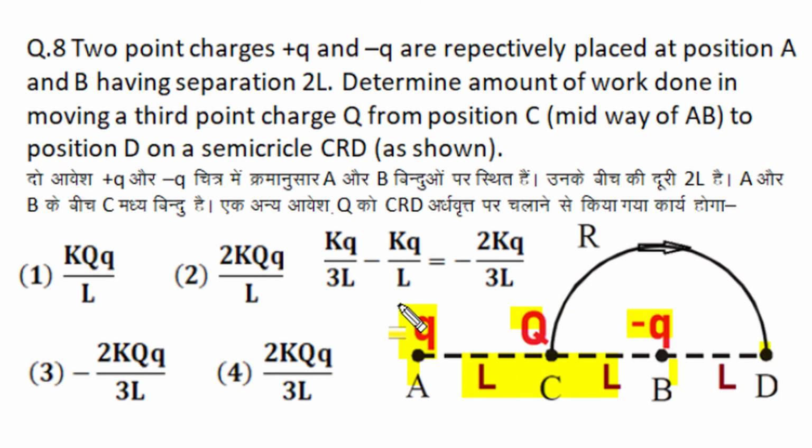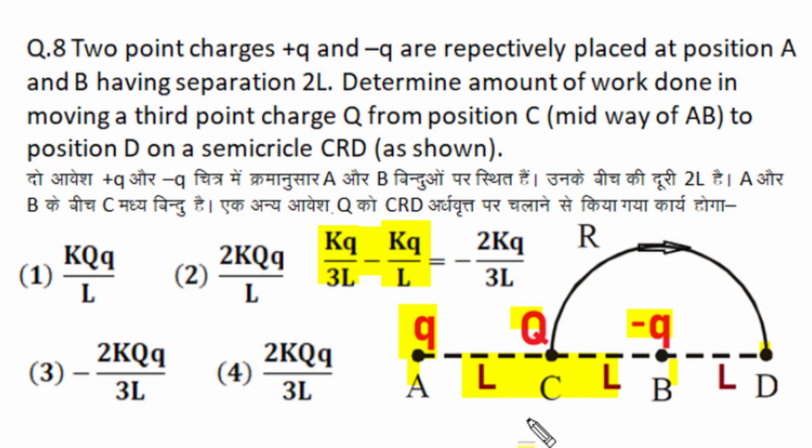In the plus Q electric field, initially capital Q is placed at L distance. So the initial potential of small q at L distance is kq by L, and finally it becomes 3L distance. So the potential at point D from this small q charge at position A becomes kq by 3L.